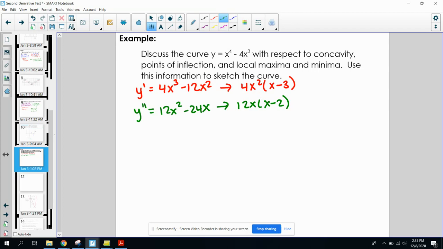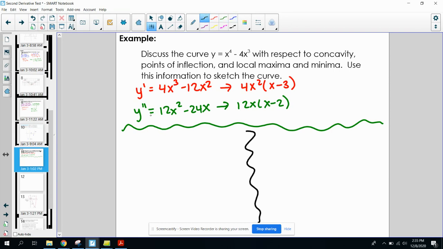Okay, so I'm going to show you the two ways to find the local max and min. One way is the way we did it last time, and the second way is the new way. I just want to show you how they're related to each other. So the first way is the one we did last time, and this is using the sign chart.